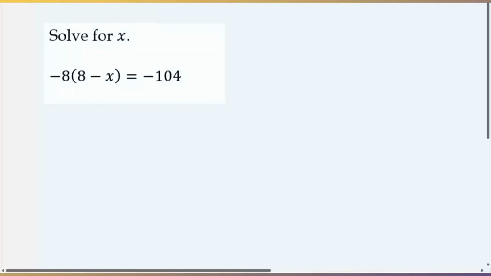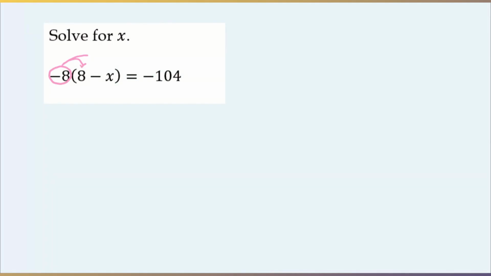Today we're going to be solving our linear equation. We're going to be solving for x. So what we're going to do first is we are going to take our -8 that's outside of our parentheses and distribute it. Remember our order of operations with PEMDAS. So we end up with -64 plus 8x equals -104.